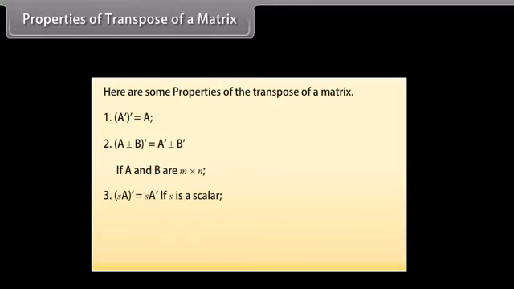Third, transpose of S into matrix A is equal to S into transpose of matrix A, if S is a scalar. Fourth, transpose of matrix AB is equal to transpose of matrix B into transpose of matrix A, if A is m by n and B is n by p.